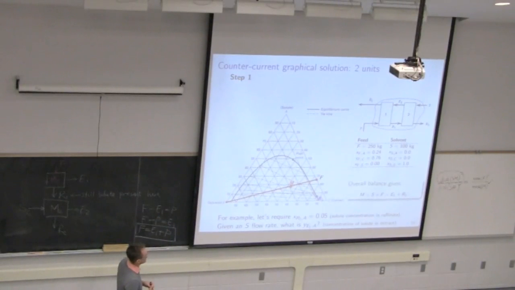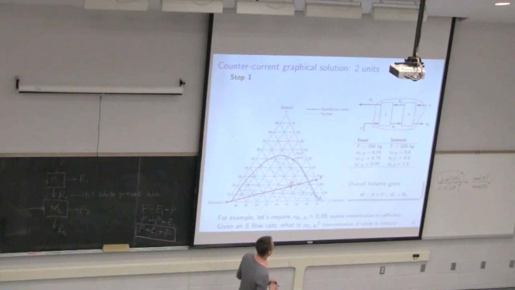Now let's take a look at the two outlets from the system. There's two streams leaving, E1 and R2. I would like to know what E1 and R2's flows are, as well as their compositions. Okay, that's a lot of unknowns: E1, R2, E1's composition and R2's composition.